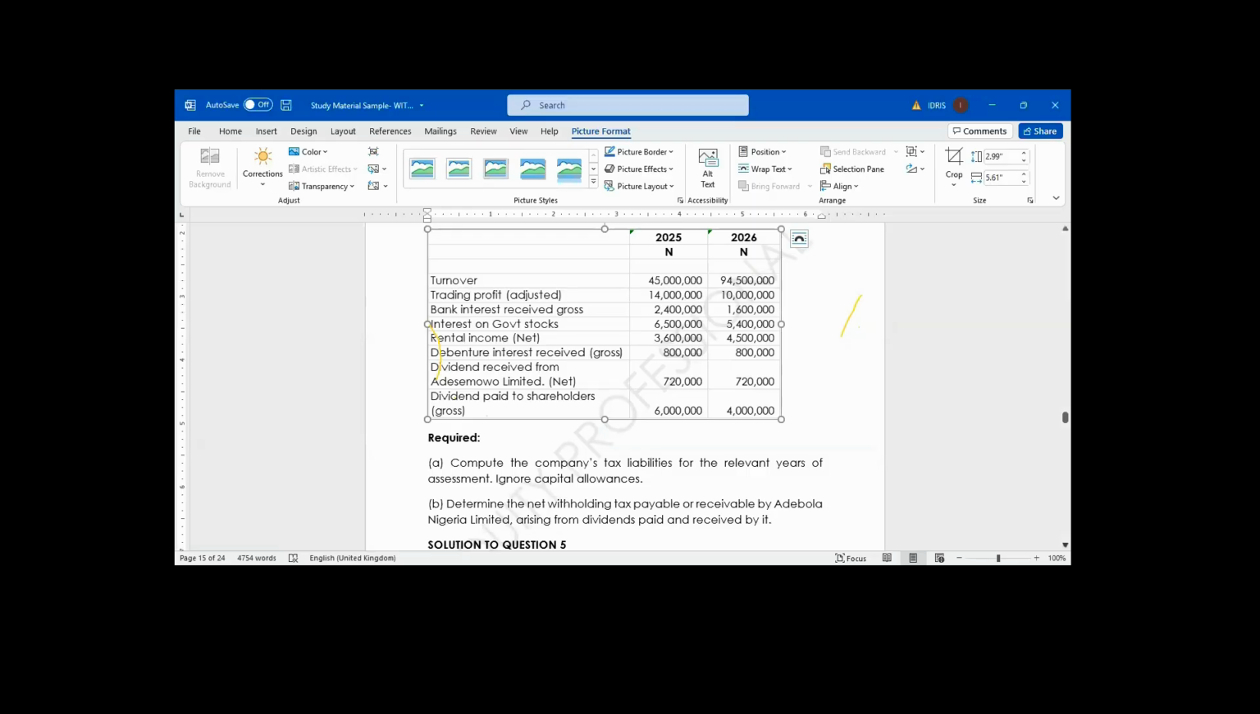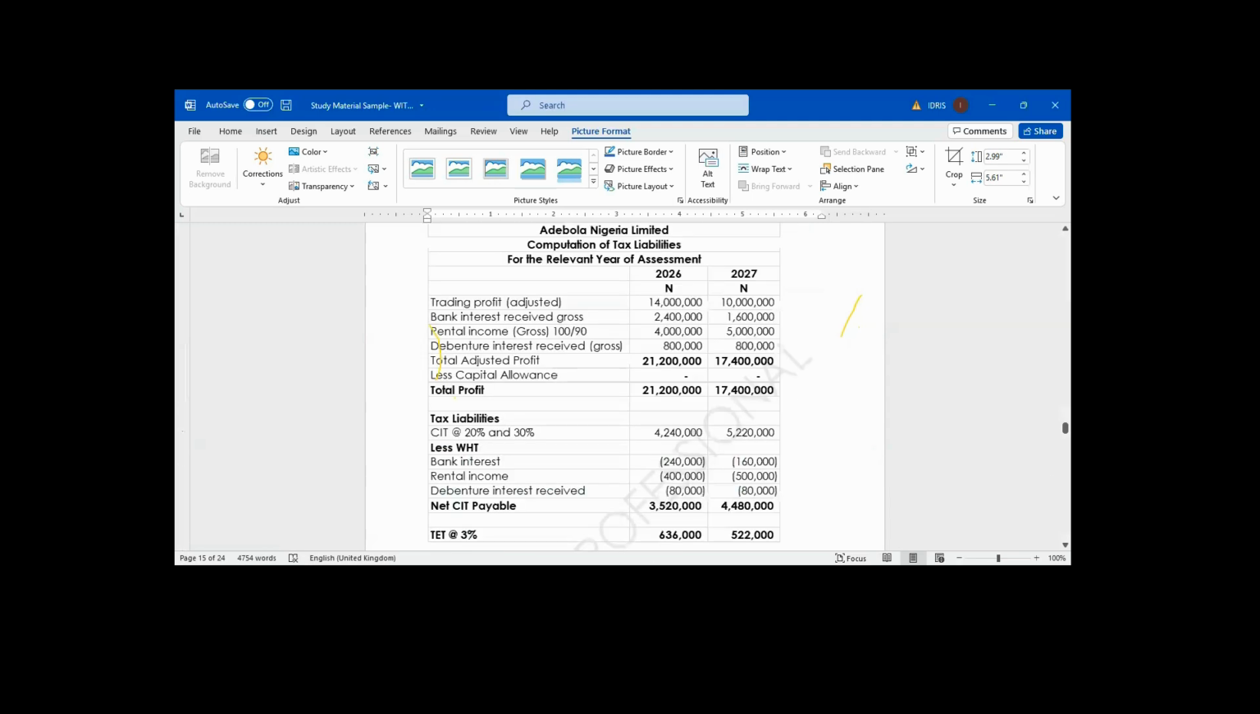Do you understand? Yeah, I understand what you're saying. What I'm saying is in the solution that you have here, there is no turnover. We don't need to put turnover in the solution now. We use turnover to determine our CIT rate, whether to use 20% or to use 30%.